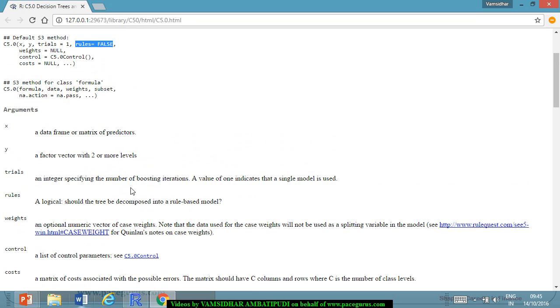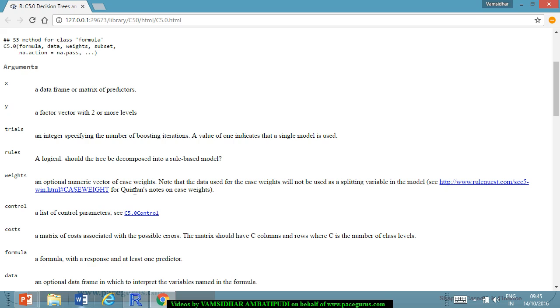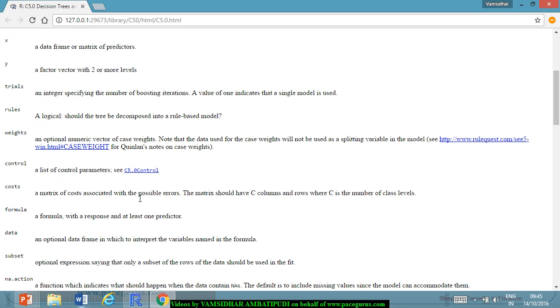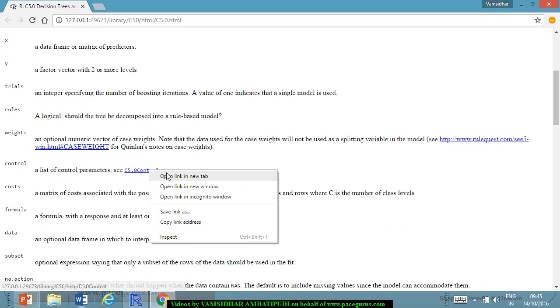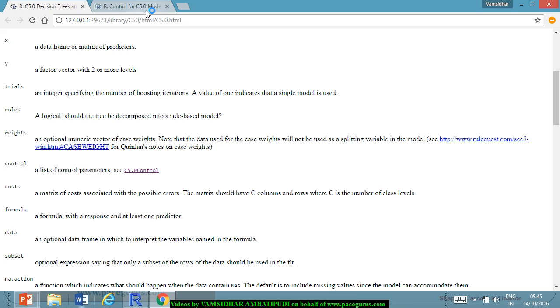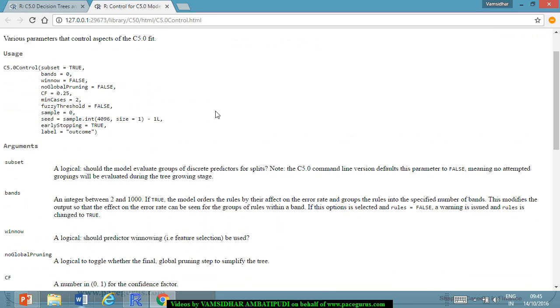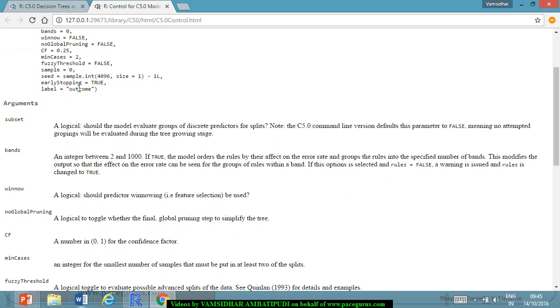Then the control. If I have to control the parameters, different kinds of control parameters I can set, which I can see from C5.0 control. Either I set a subset, more commonly used ones. If you are looking at the bands, the model orders the rules by their effect on the error rate and groups the rules into a specified number of bands. So we won't use that.